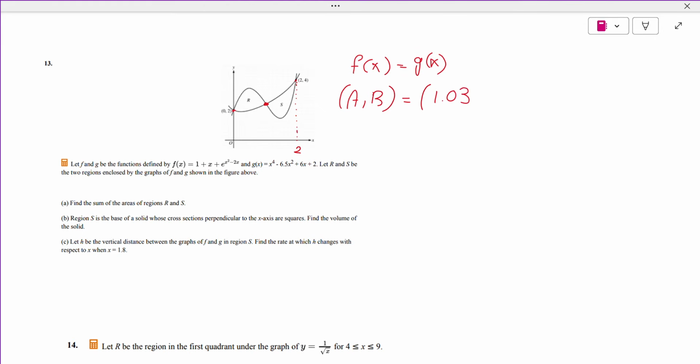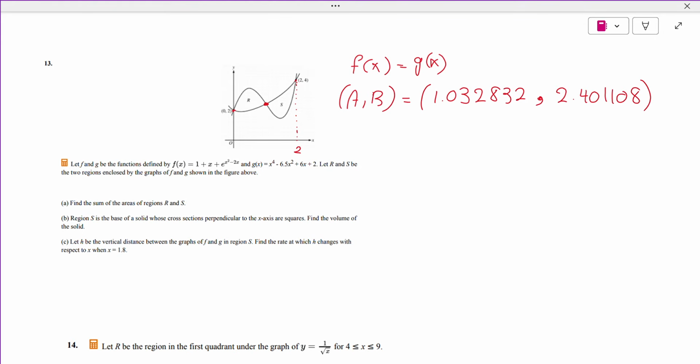1.032832, comma, the y coordinate is 2.401108. So this is the intersection point between the two functions. Now, find the sum of the areas.